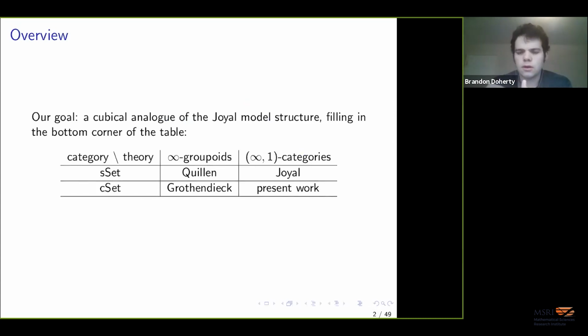Right, so our goal then is to develop a cubical analog of the Joyal model structure, a model structure on cubical sets which will present the theory of infinity one categories. So we've got it formatted as this table here, which also appears in our paper. So for simplicial sets, we've got the Quillen model structure, and then there's the Grothendieck model structure on cubical sets, which also presents the theory of infinity groupoids, and there are a lot of natural analogies between those two. So we would like to develop a model structure on cubical sets, which would be similar to the Joyal model structure and Quillen equivalent to it in the same way. The Grothendieck model structure is analogous to the Quillen model structure.